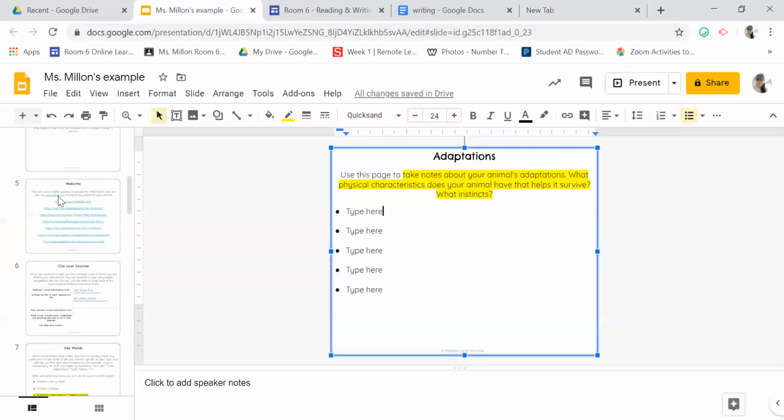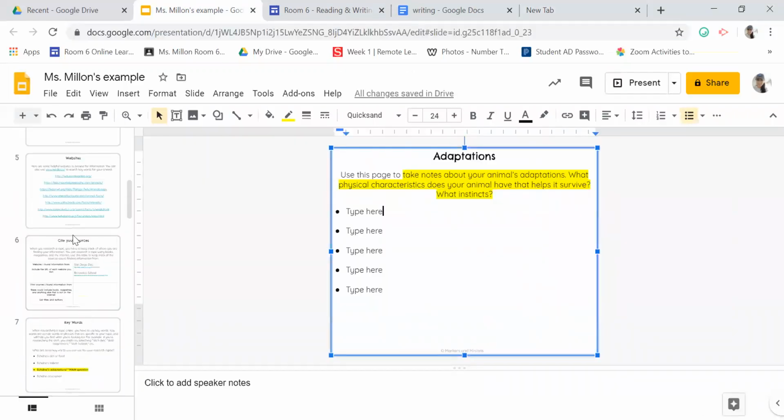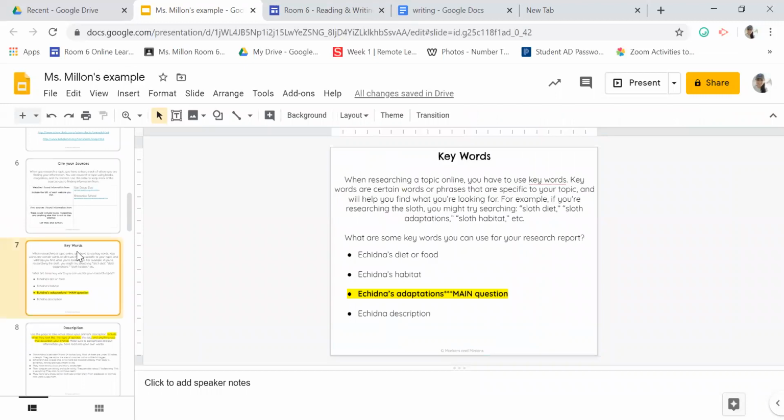So remember I had you work on slide 7 last week, and you should have come up with some keywords that you can use for your research report. Keywords are certain words or phrases that are specific to your topic, and they'll help you find what you're looking for. So good researchers always brainstorm those keywords that they're going to focus on to find more information.